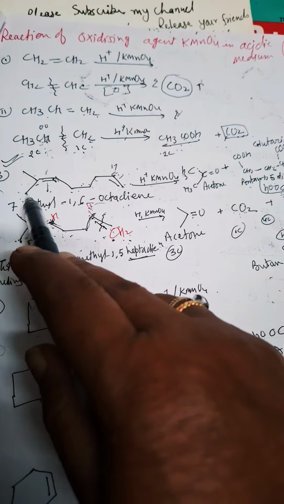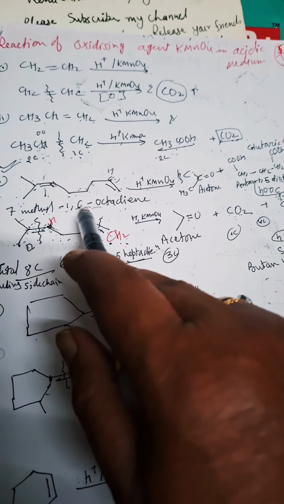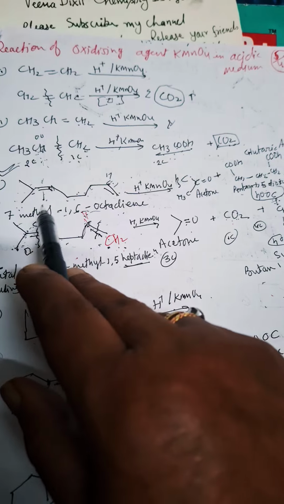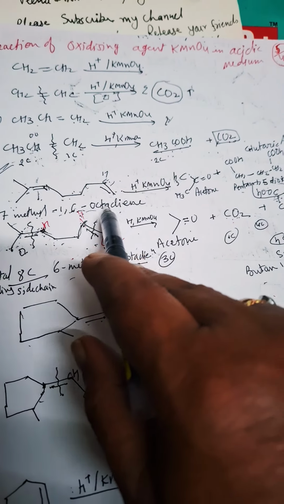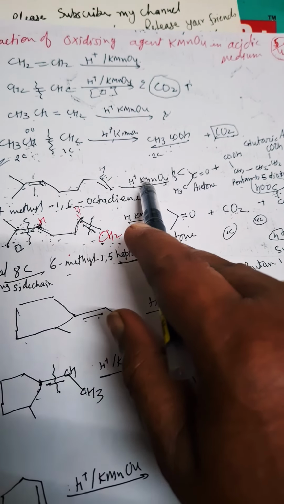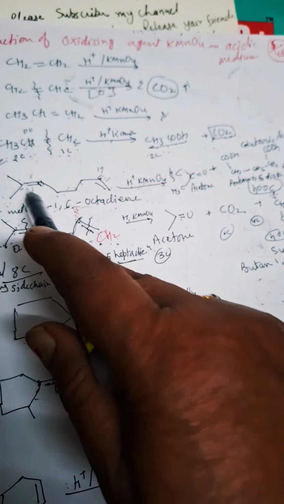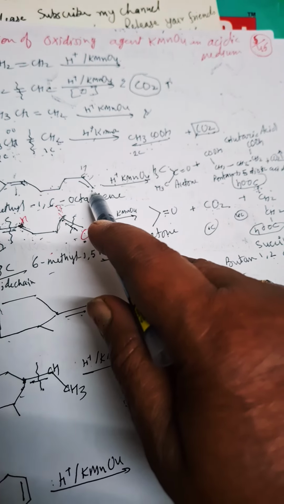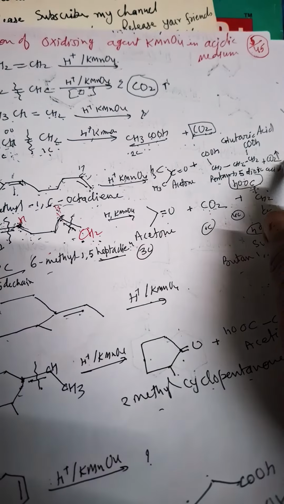Now see here, this is 7 methyl 1,6 octanedioic acid, because first carbon and 6 carbon are bearing this double bond. So it is octadiene. Oxidized by acidified KMnO4, cleavage occurs from here. So this 3 carbon ketone we will get, this is ketone, and then this is terminal carbon, it will give you CO2, last I have written.